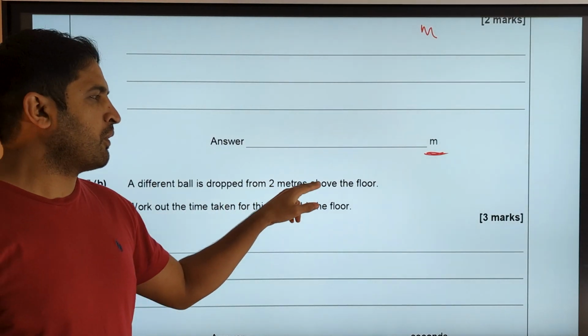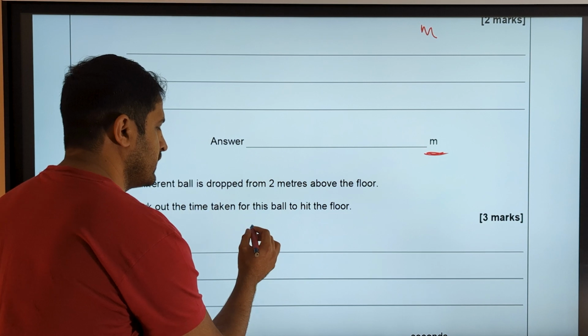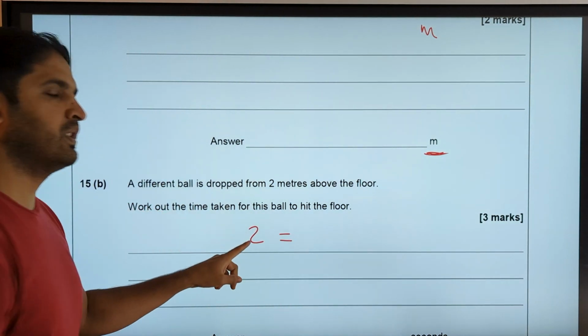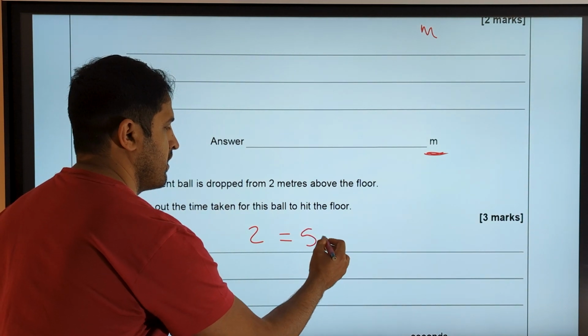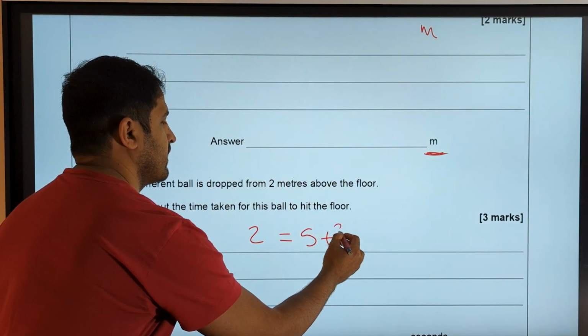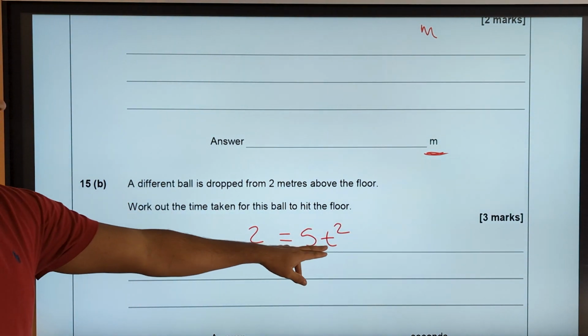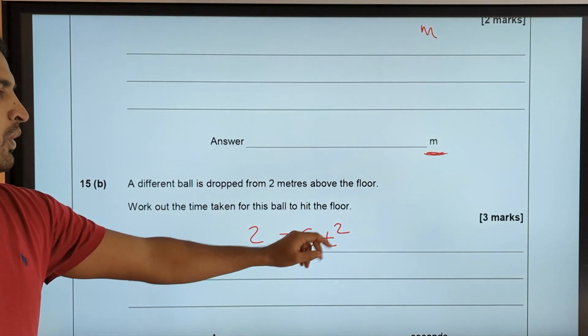A different ball drops from 2 meters height. So we already know the distance, that's 2. Instead of S, we're going to use 2. Now we need to work out how long it takes before it hits the floor. So we need to work out what t is.